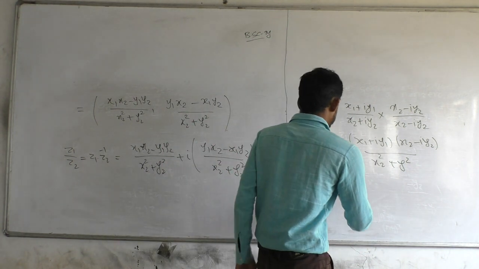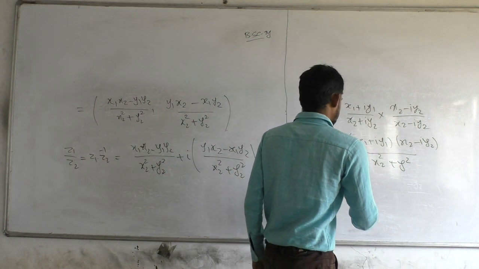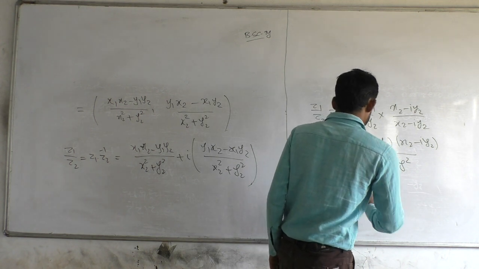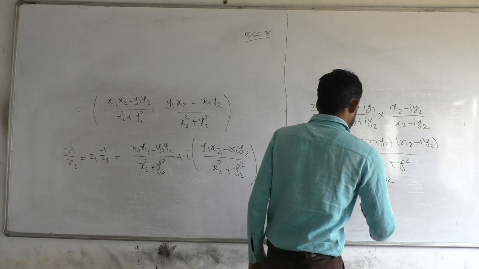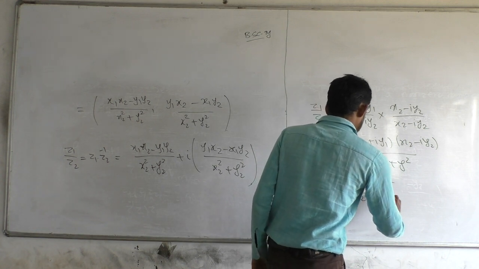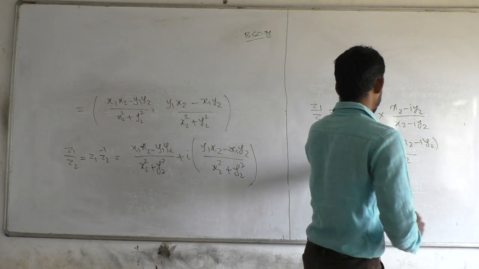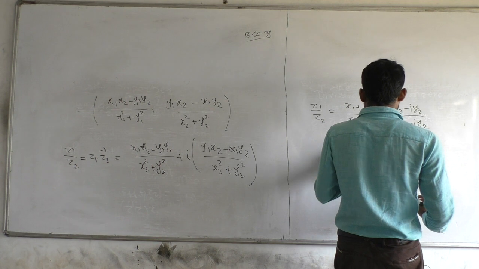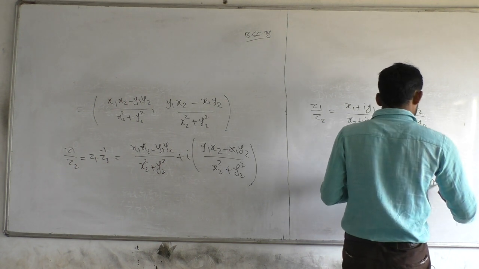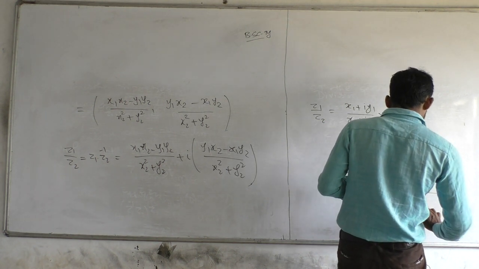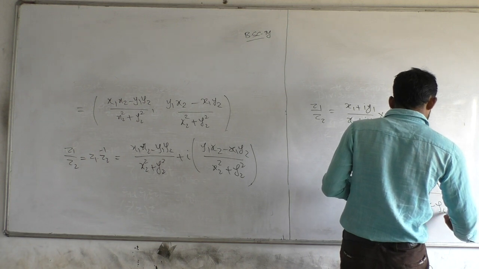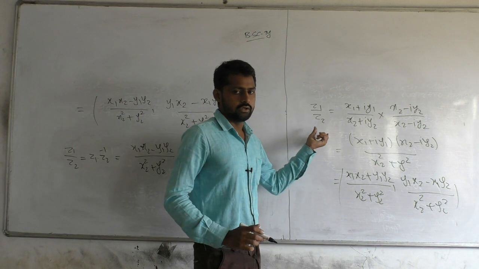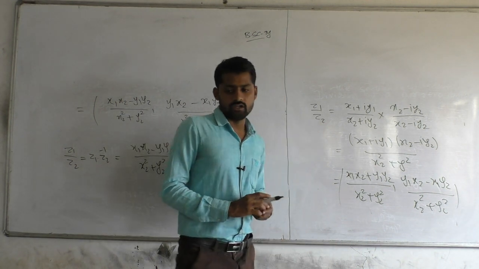Now further multiply: x1 x2 plus y1 y2 divided by x2 square plus y2 square, comma, y1 x2 minus x1 y2 divided by x2 square plus y2 square. So this is another form, another method to calculate the division of two complex numbers.